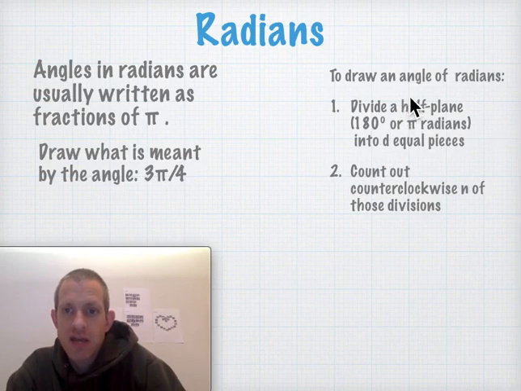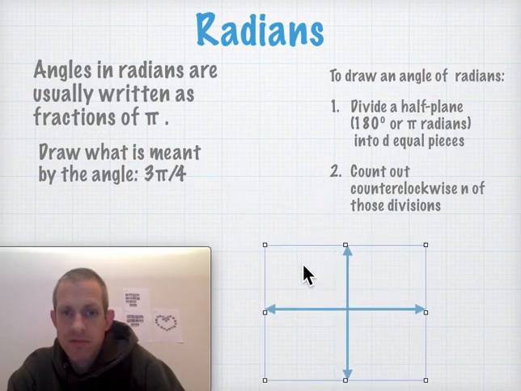If you have to draw an angle in radians, that's some sort of fraction of radians, start by taking a half plane. Remember, that's the top half of the little quesadilla, right? I cut it in half. And split that up into whatever the denominator is, equal pieces. And so I cut it up into 4 equal pieces. And then you count out the numerator, that many of them, 3. So if I were going to do 3 pi fourths, it would look something like this.